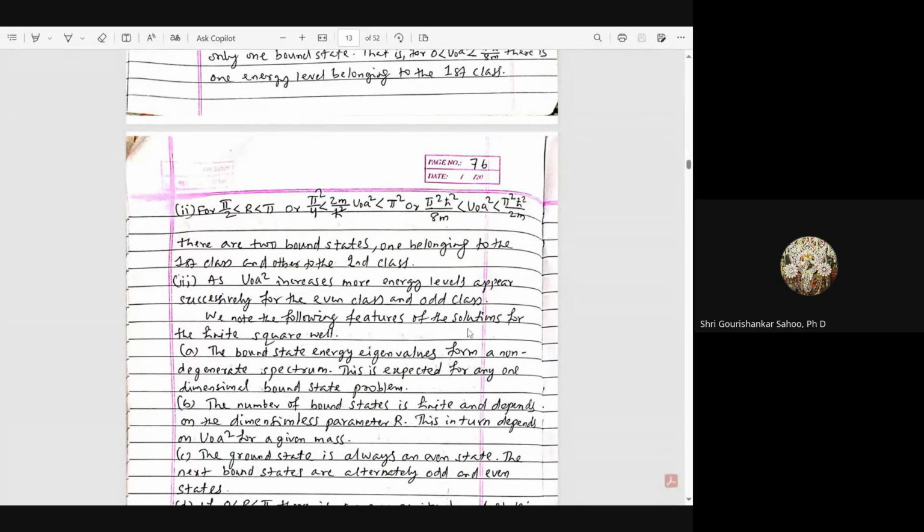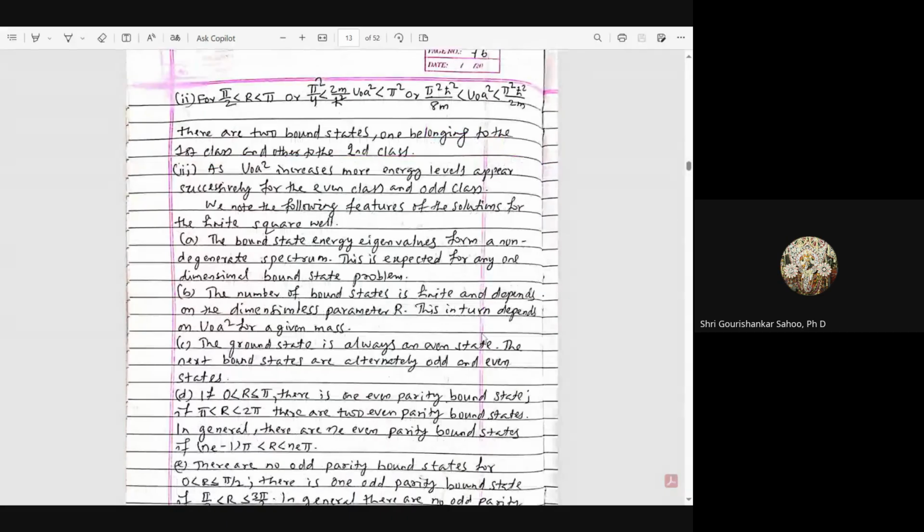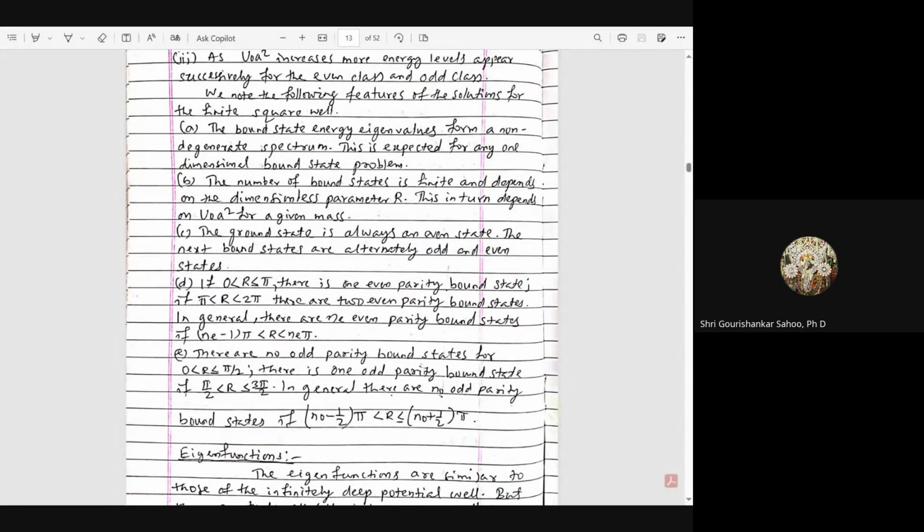And the ground state is always an even state. The next bound states are alternately odd and even. If 0 is smaller than capital R, smaller than or equal to pi, there is one even parity bound state. If pi is smaller than capital R, smaller than 2 pi, there are two even parity bound states.